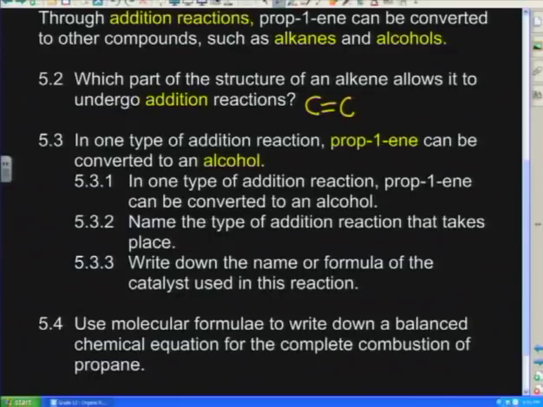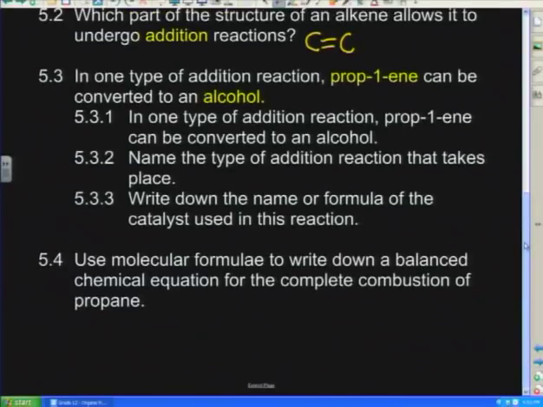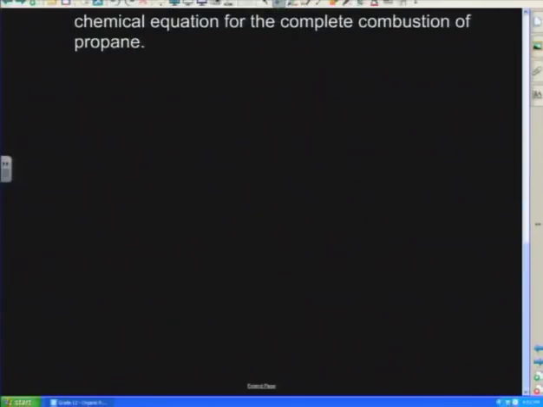Now, what can we do with this? What can we say about this? How can we actually draw this out? Now, what's actually missing here is they want us to see how that happens. Now, I want to draw this out for you. How can I change prop-1-ene into an alcohol? Well, let's just draw prop-1-ene, and I want you to do this with me at home. And how can we draw this into an alcohol?